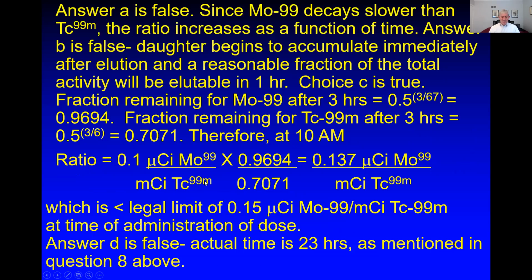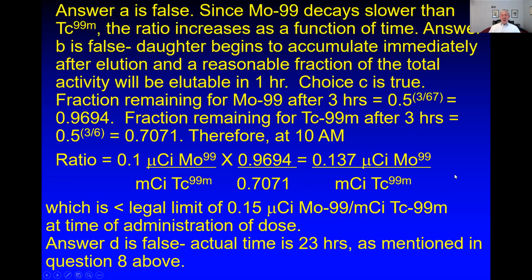So here it is. The fraction of molybdenum decaying after 3 hours, you'll recall from our math before, it's going to be 1/2 to the power of T over T1/2. And that would be 0.9694. That's how much molybdenum remains in 3 hours. For technetium, it's going to be 0.5 to the power of 0.5, which is this number. If we take 0.1 microcurie per millicurie and multiply it by the decay factor of molybdenum divided by the decay factor of technetium, we come up with 0.137.